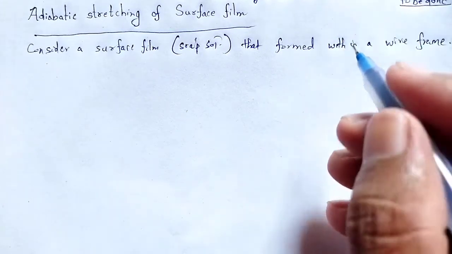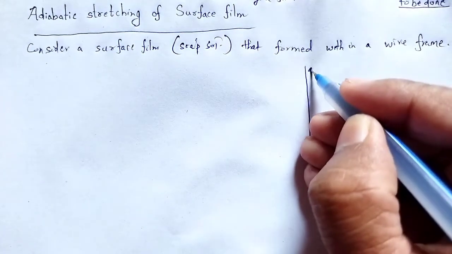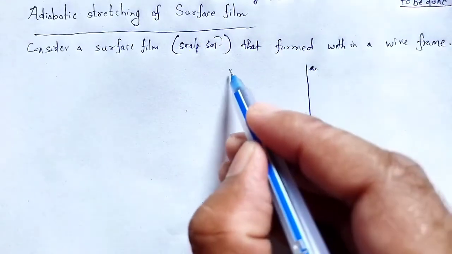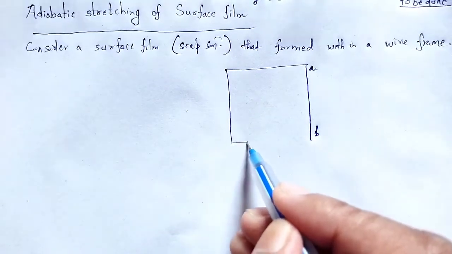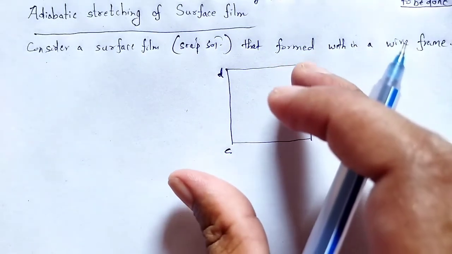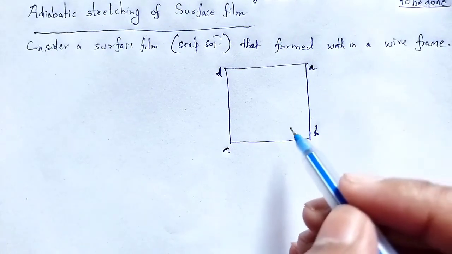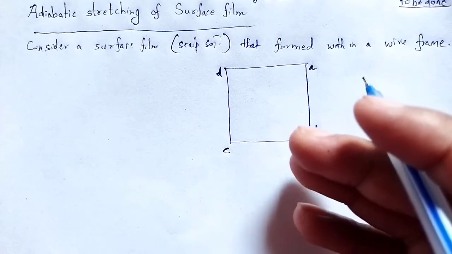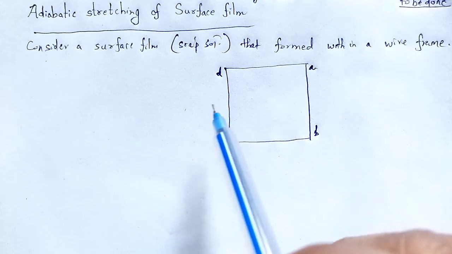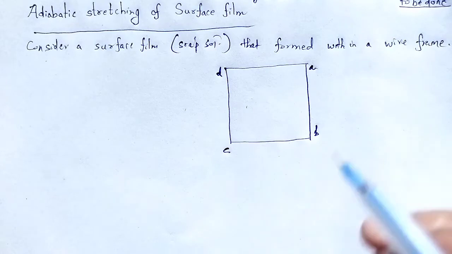We take a wire frame. Let the wire be AB, and the sides of the frame as shown, ABCD. Suppose that no heat is allowed to enter or leave the system, means we take adiabatic stretching, means heat is constant here. Thus, the stretching of the film takes place under adiabatic conditions.